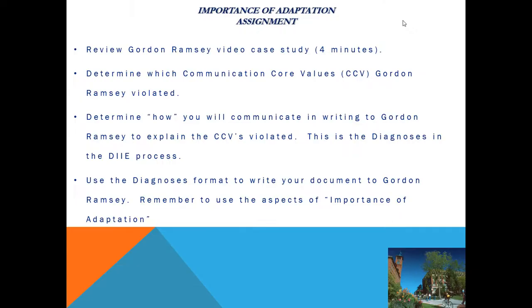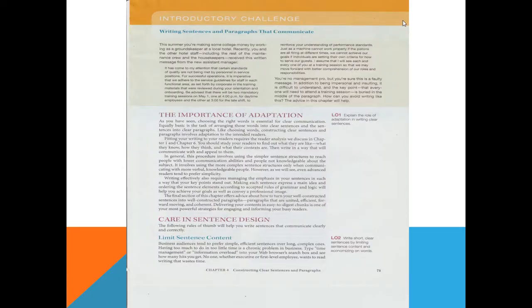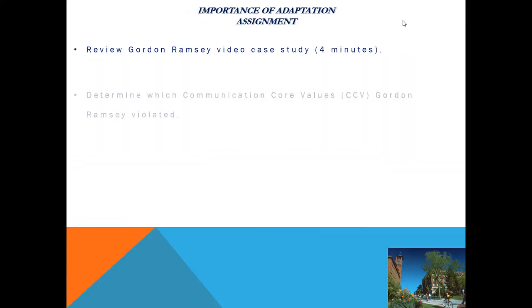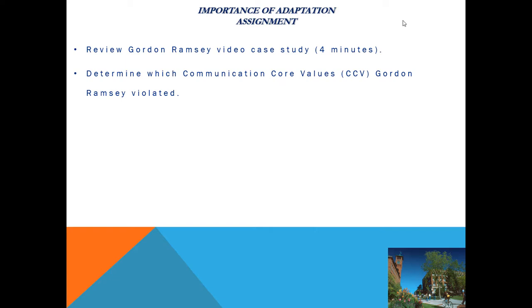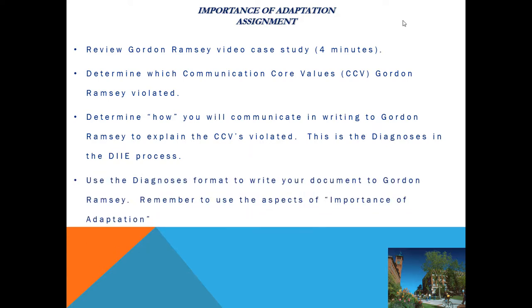And remember, your goal is to use the points highlighted from the importance of adaptation and to understand who your audience is. In this case, it's Gordon Ramsay. Determine which communication core values were violated and how you will communicate that in writing to Gordon Ramsay using diagnosis in the DIE process. This will be due same time as your additional assignments are due.